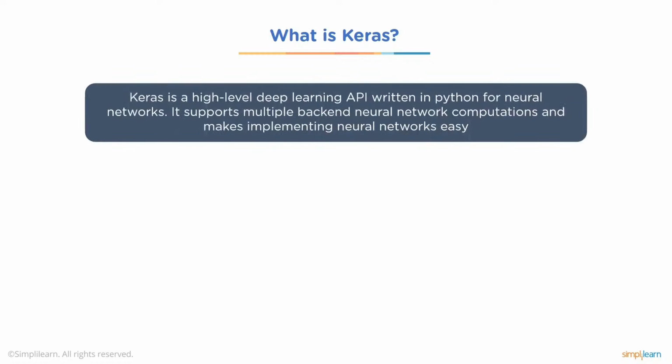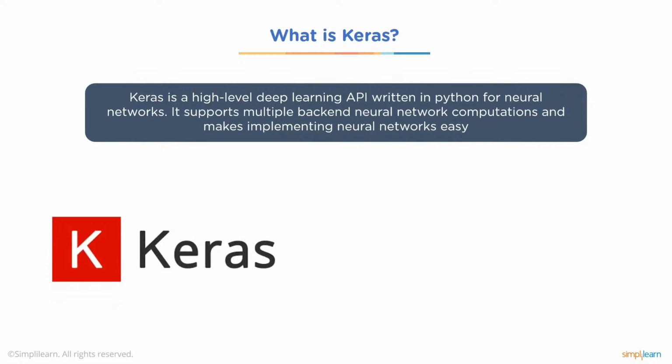But what does Keras have to do with all of this? Keras is nothing more than a high-level deep learning API which is written in Python for neural networks. It has multiple backend neural network computations and it makes implementing neural networks easy. As we know, Keras is a powerful and easy-to-use free open-source Python library for developing and evaluating deep learning models.